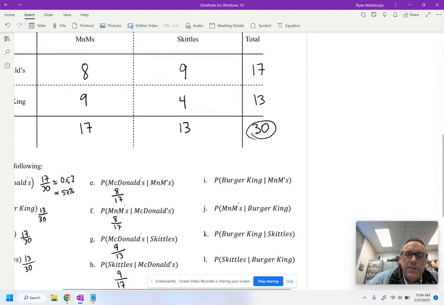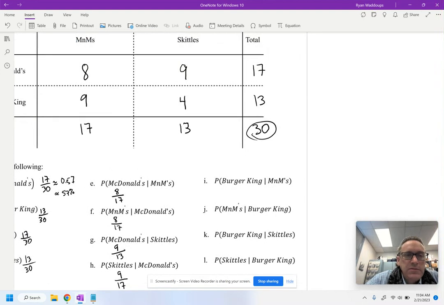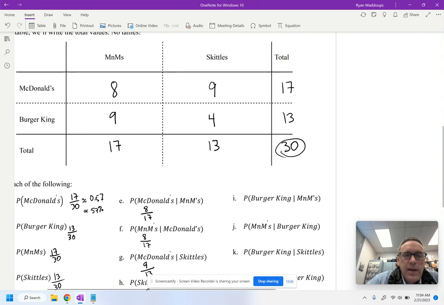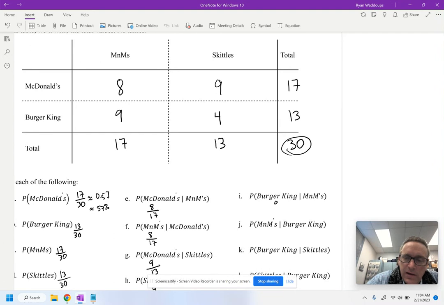And then the probability that they chose Burger King, given that they chose M&M's. Burger King and M&M's would be 9, out of those that chose M&M's would be 17. And the probability of M&M's chosen, given that they chose Burger King, would be again 9, but this time out of Burger King, which would be out of 13.